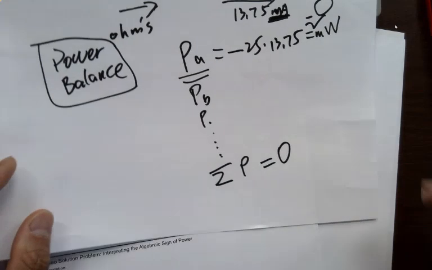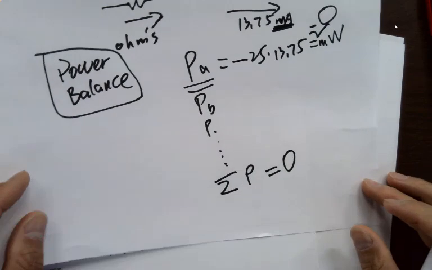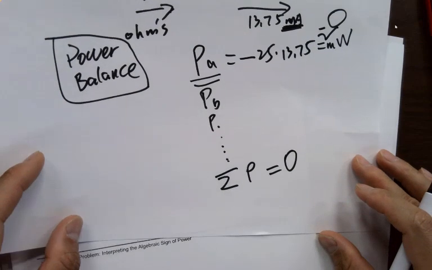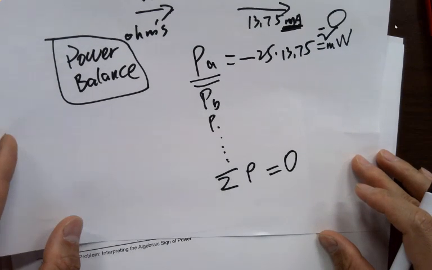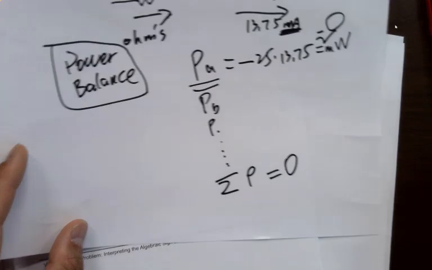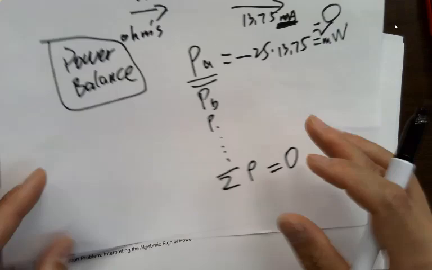If it is 0, it's balanced, it's checked. Otherwise, something is wrong with the calculation. There's nothing wrong with the circuit. It's operating, right? Something is wrong with the calculation.